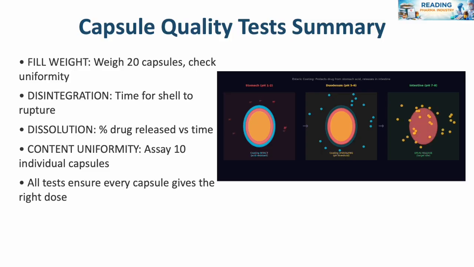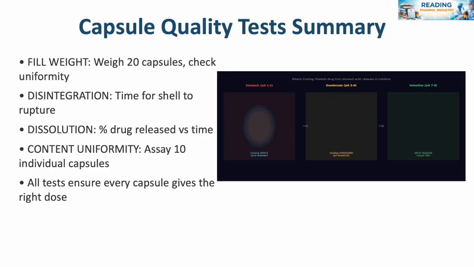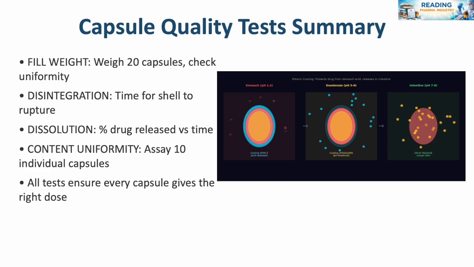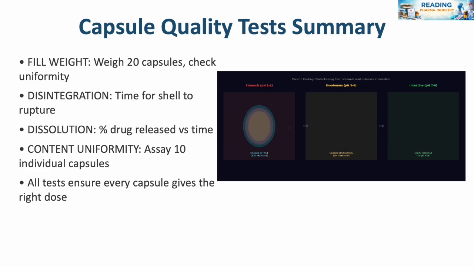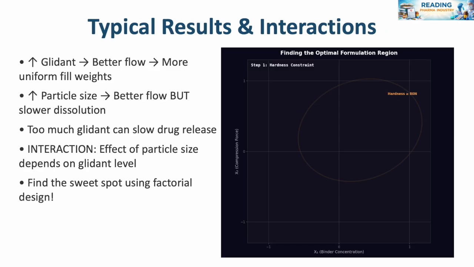For the content uniformity, basically we want to know that the capsules have the same amount of the drug, for example. So you need to ensure there is no significant variance among the capsules, and this is done by measuring 10 individual capsules. All tests ensure every capsule gives the right dose.